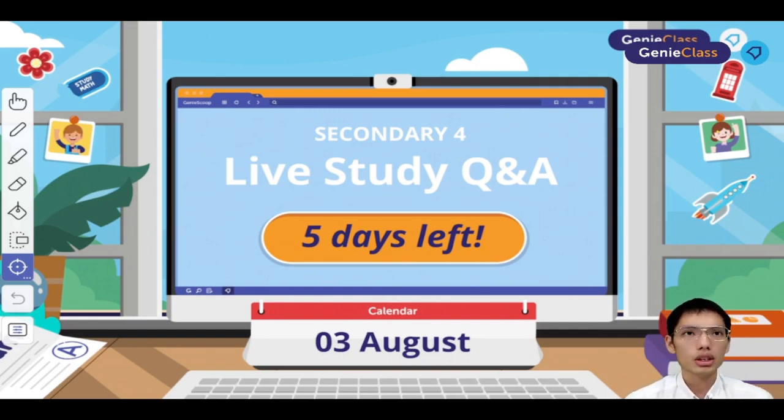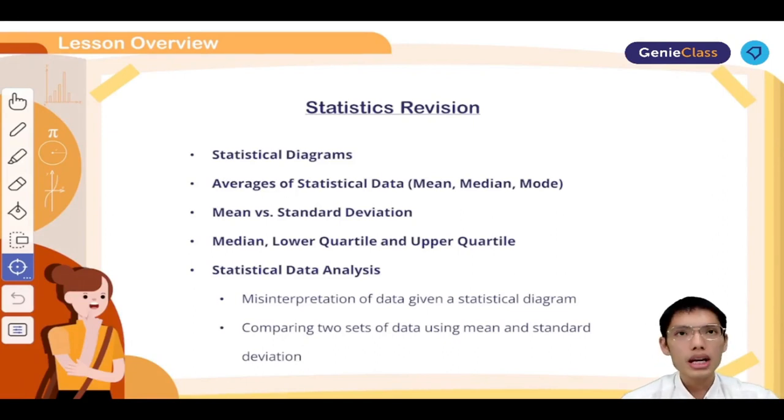So what are we actually going to go through today in particular? We are going to revise some notions of statistics. Starting from what we have covered in Sec 1 and Sec 2, the different statistical diagrams that we have gone through, and following up from there, going to averages and comparing what you have learned in Sec 4 recently: standard deviation, the median, lower quartile, upper quartile, and some analysis. Quite a bit to revise, but let's get on to it, and hopefully all of these are coming back to you, alright?